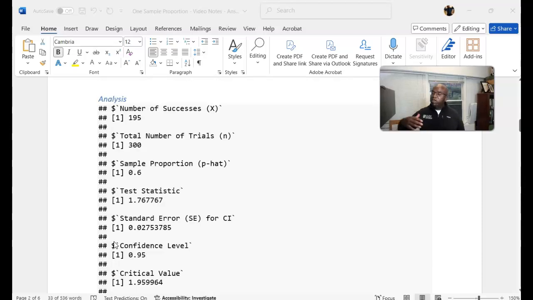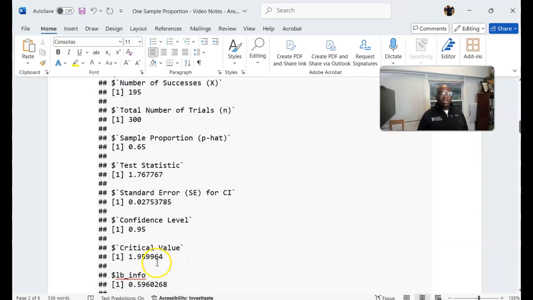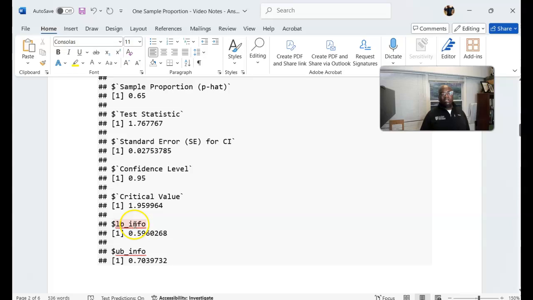In this analysis, I'm providing you the number of successes. In this situation, 195. I'm also providing the sample size, 300. The sample proportion, 195 divided by 300. That's not quite correct. My apologies for that. The test statistic, which is not necessarily used here, the standard error for confidence intervals. The confidence level, because it wasn't specified, so we're going to automatically assume 0.95. And then the critical value, that comes from the confidence level. And then finally, the lower bound and upper bound.